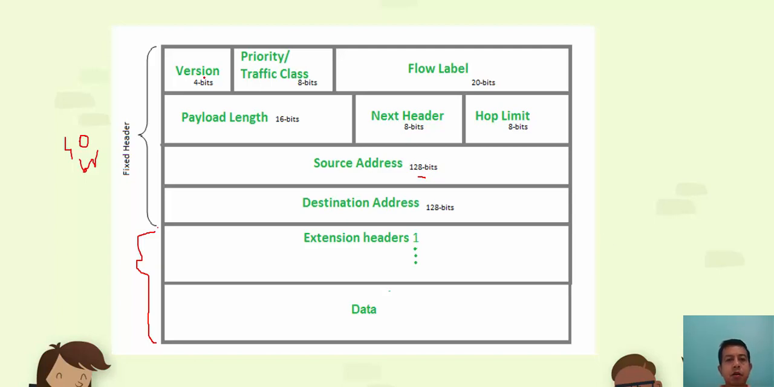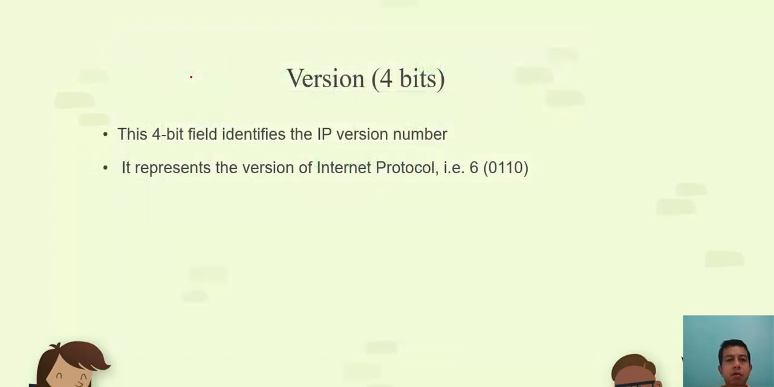The first header field is version, of 4 bits. It is similar in nature to the version field of IPv4. This identifies the IP version number. So in this case, it represents Internet Protocol version 6. The value of the version field will always be 0110 in an IPv6 datagram.